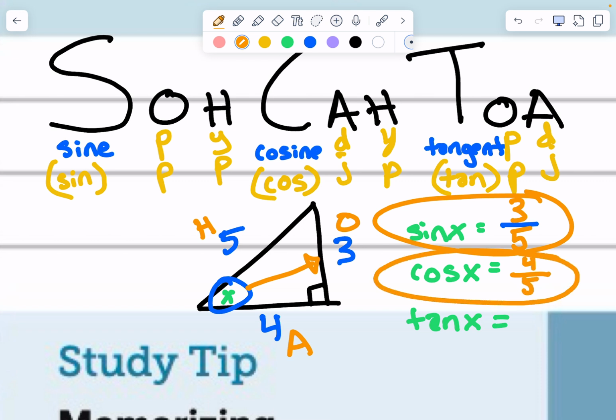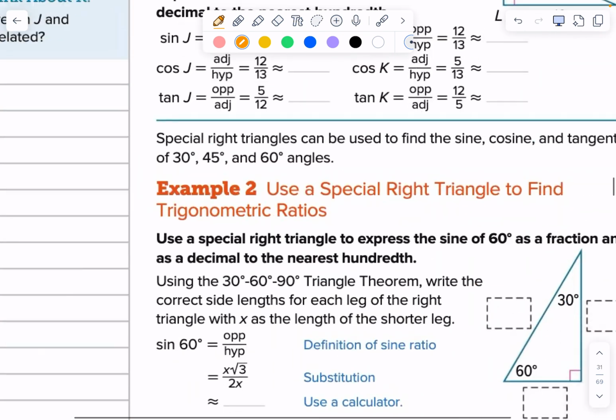The tangent side is OA. What's that one look like? 3 over 4. And there it is. Tangent is 3/4. So we're making ratios. Now, we're not solving for anything yet. We will eventually solve for angles and sides, but we'll get to that. Are we clear so far? SOHCAHTOA, how it works? It makes ratios of the sides, right? All right, so here we go. Let's go to example 1.